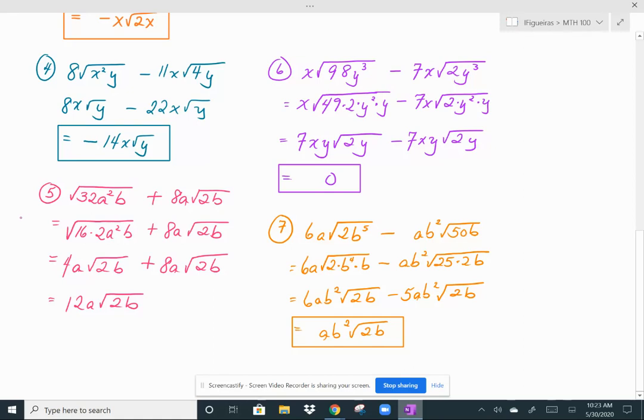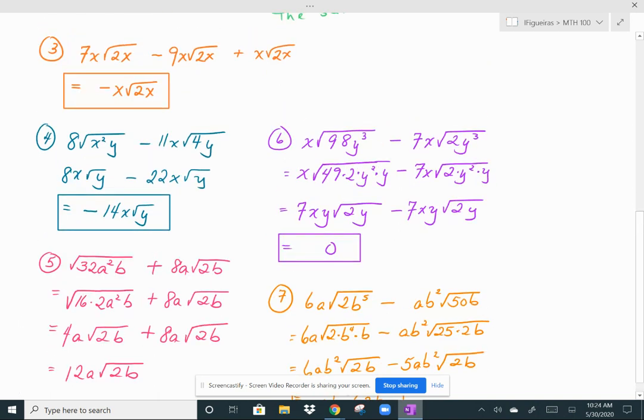Okay, here's another one. I have root 32a squared b plus 8a root 2b. All right, so again, they are not like terms as they are, but 32a squared b, you can break that down into 16 times 2a squared b. So the square root of 16 is 4, that comes out. Square root of a squared is a, so you get 4a root 2b. The second radical didn't change at all. That whole expression is still 8a root 2b. But now you can see that you have like terms, and so you add 4 and 8, and you get 12a root 2b.